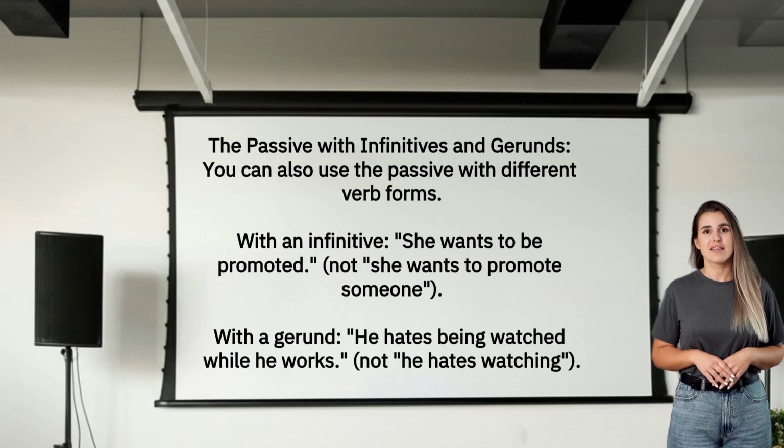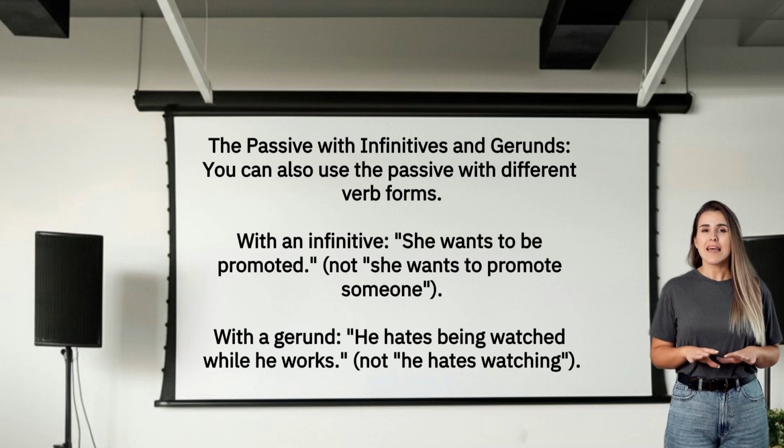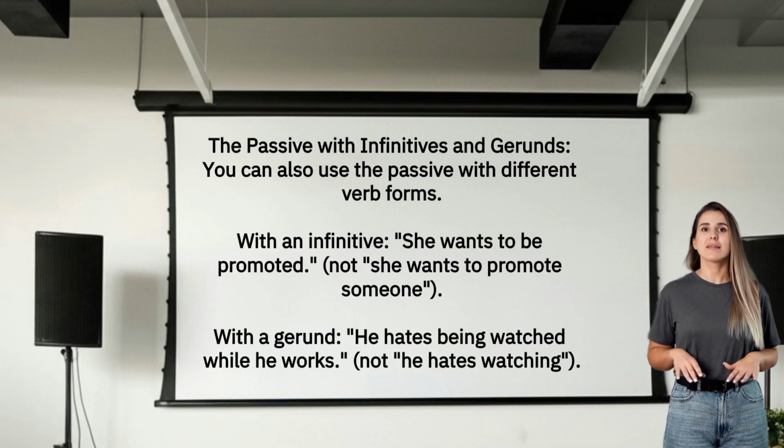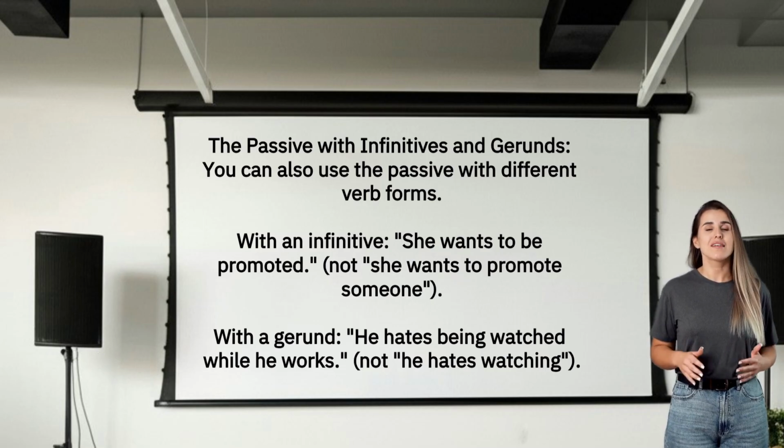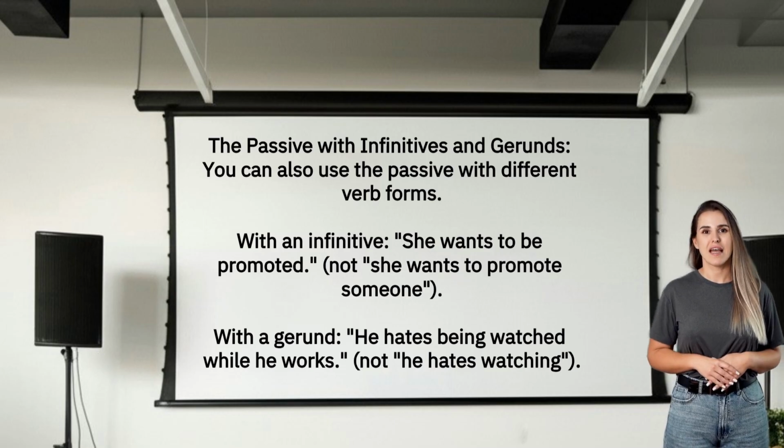Gerunds and infinitives. She wants to be promoted, not she wants to promote someone. With a gerund, he hates being watched while he works, not he hates watching. These more complex passive structures allow you to present information in a concise, formal, and objective way.